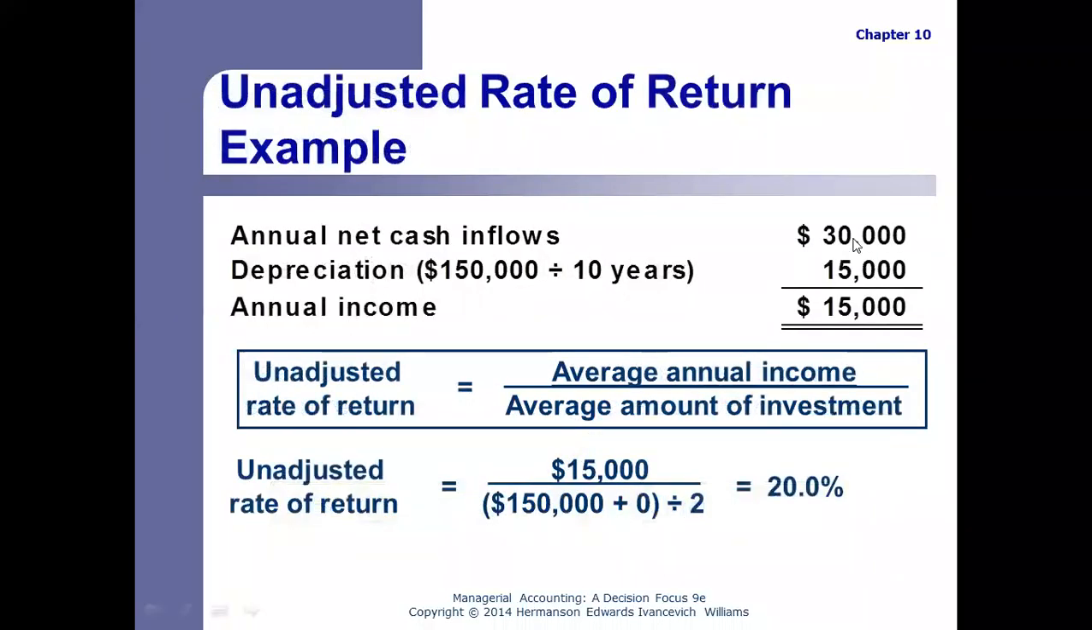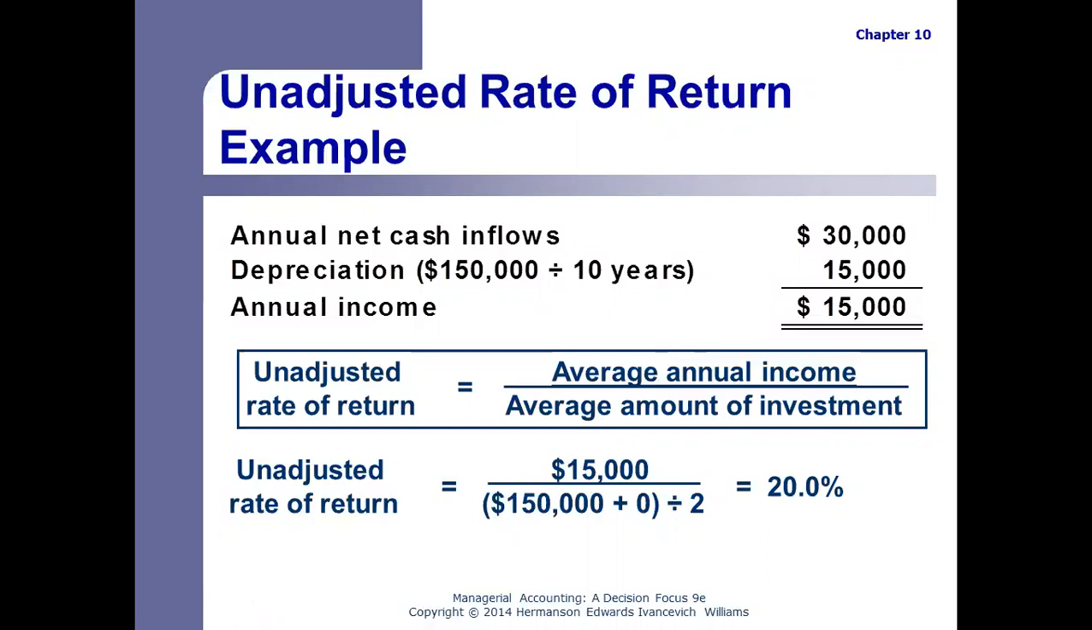So, as an example, the $30,000 that the seafood bar is going to generate for the restaurant is the annual cash inflow, money coming in. Depreciation is the $150,000 cost, 10-year life, and you remember from your financial accounting course, the depreciation annually is the cost minus salvage value divided by the estimated life. So $15,000 is the depreciation. Notice in this method, we have to subtract depreciation from the annual cash that's coming in.